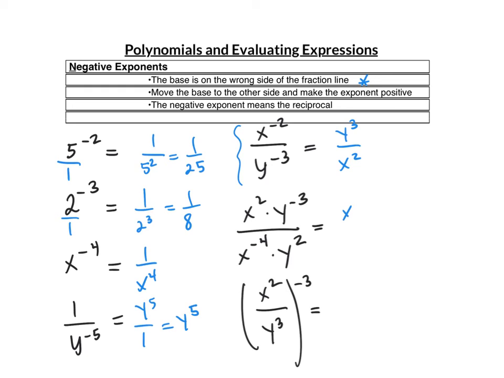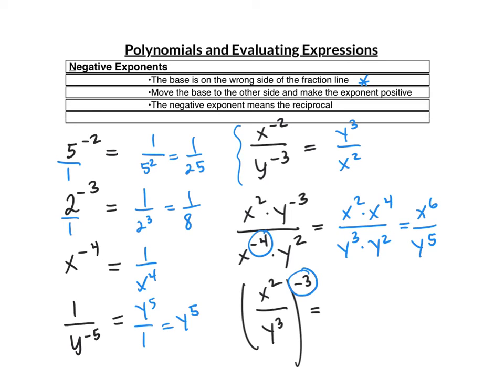In this next one, you're going to move the negative 3 to the bottom, and you're going to move that x to the negative 4th above. So that becomes x to the 4th above, y to the negative 3rd goes below, becomes y to the 3rd. We can simplify this. We're multiplying. We add our powers, x to the 6th and y to the 5th.